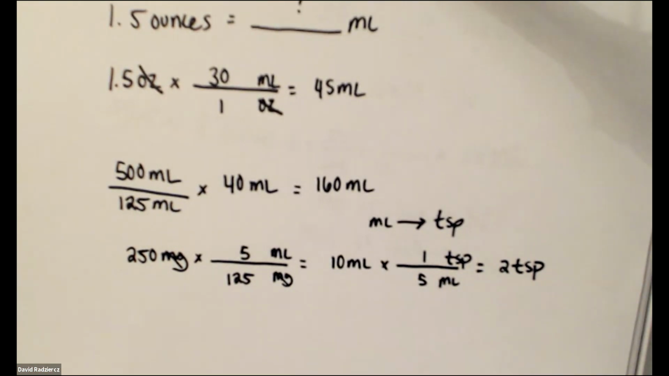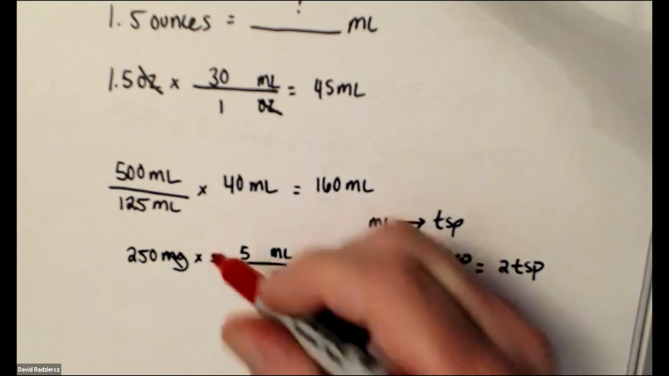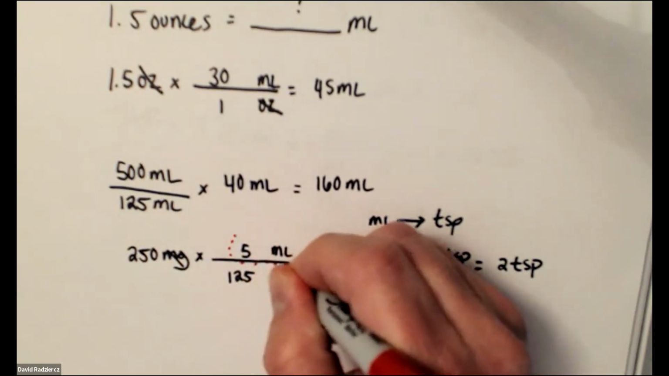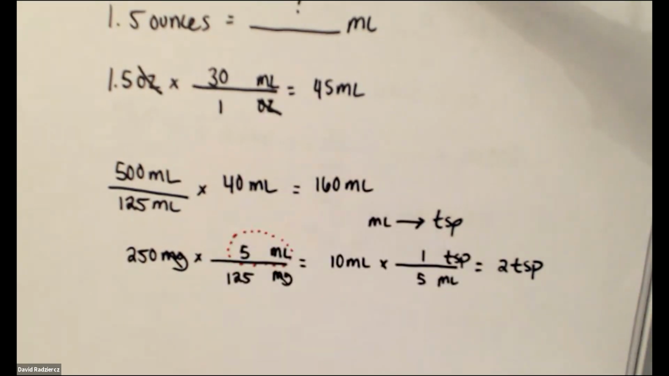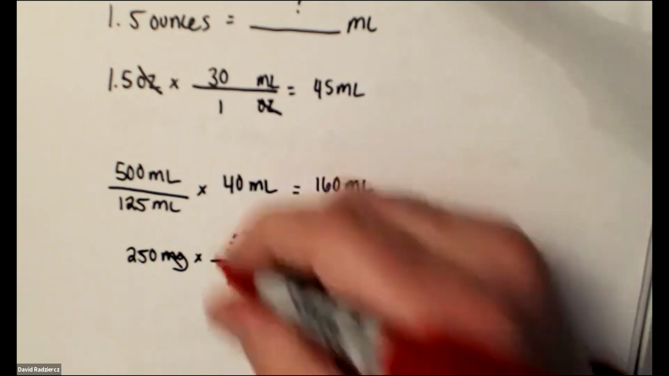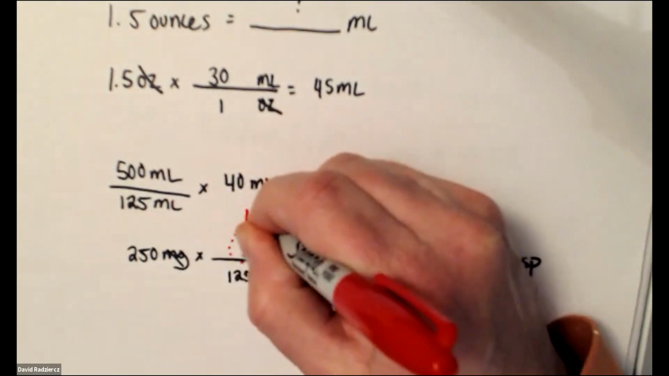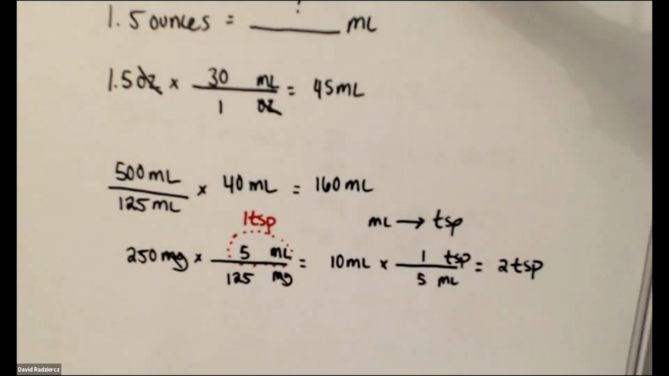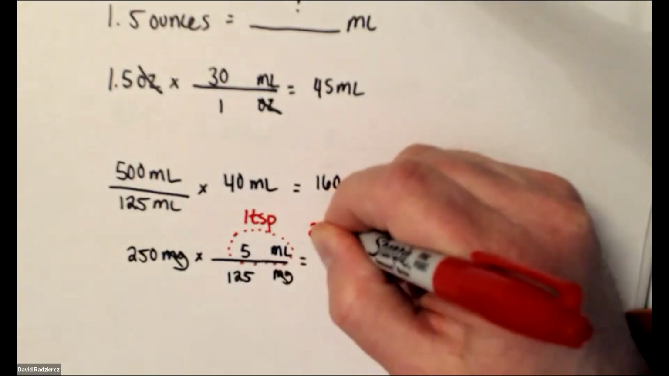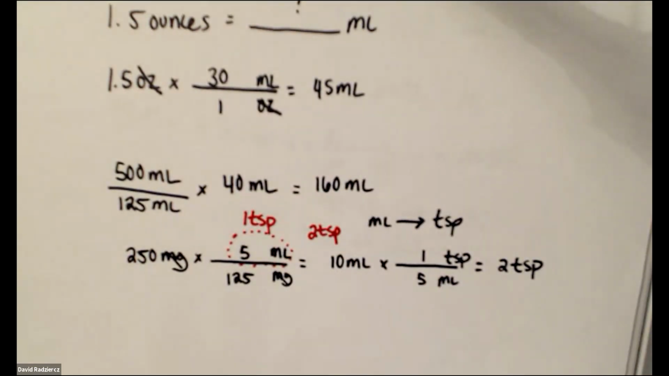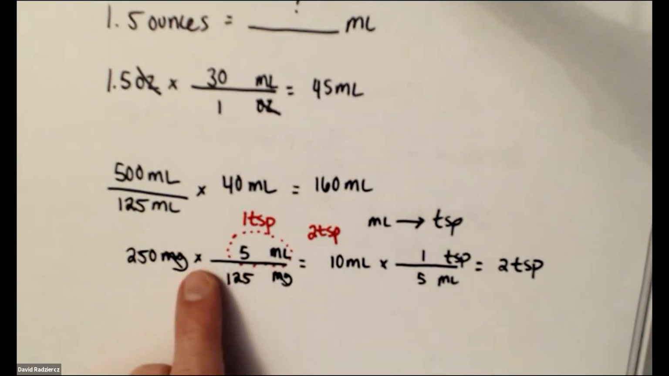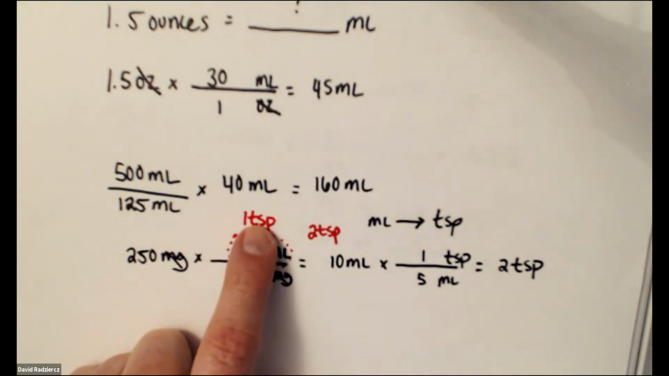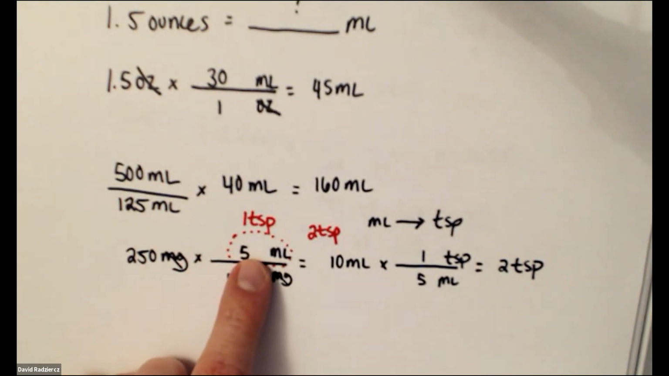The shortcut is this. I could have circumvented the teaspoon issue if I had just made the conversion right off the bat. Since I already know that 5 milliliters is equivalent to 1 teaspoon, I could have just written 1 teaspoon instead, and I would have gotten my answer of 2 teaspoons. So you don't have to do both steps. If you already know that 5 milliliters equals a teaspoon, then just go ahead and exchange it, switch it out.